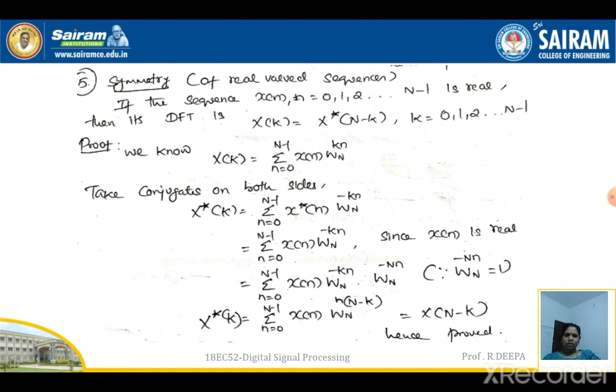So this symmetry property can either be written as we have written, X of k is equal to X conjugate of N minus k. It can also be written as X conjugate of k is equal to X of N minus k. Both the ways you can write it. Once again, let me repeat. The symmetry property is X of k is equal to X conjugate of N minus k, or you can write as X conjugate of k is equal to X of N minus k. Both are correct.